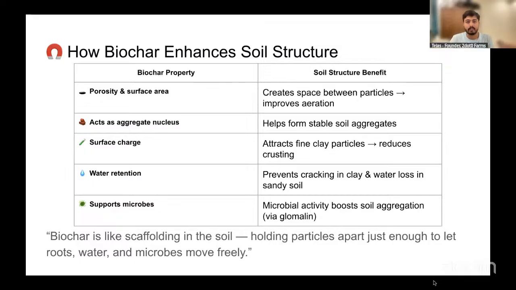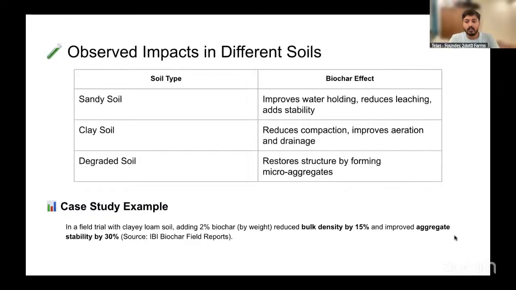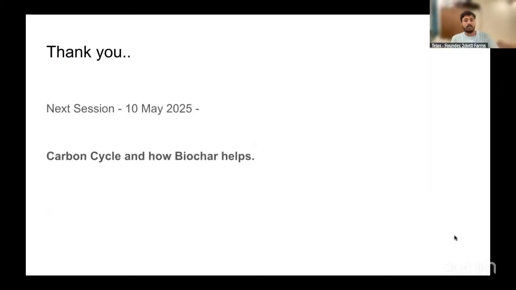So this is a great benefit. Thank you. I think our next session will be on the carbon cycle and how biochar helps in it. It's very important context, because biochar is being heard a lot nowadays, as we are in the climate change era and we have to do something about the excess carbon dioxide in the atmosphere.